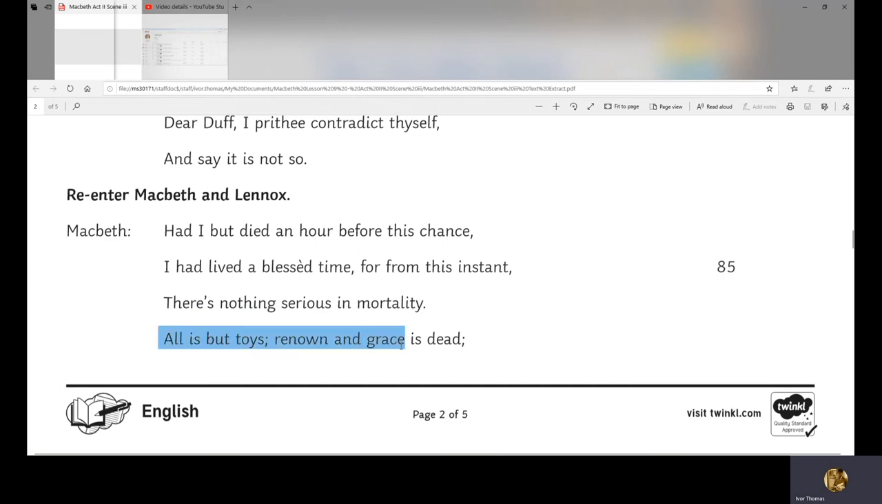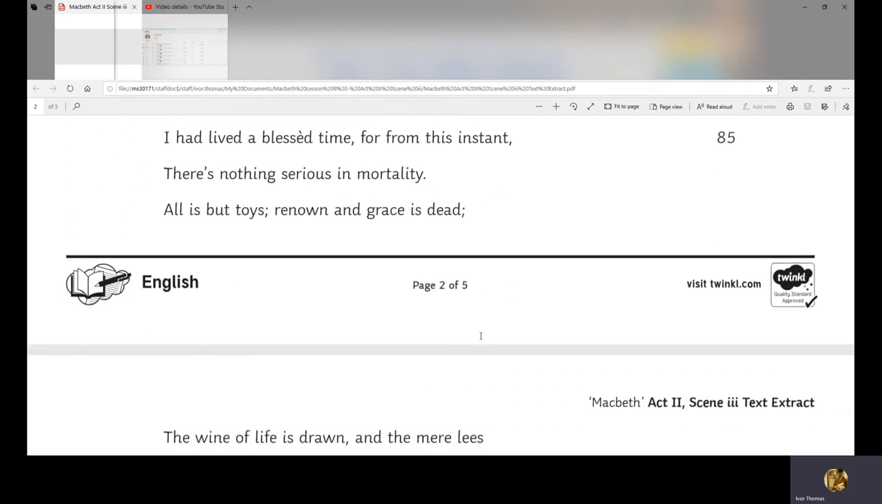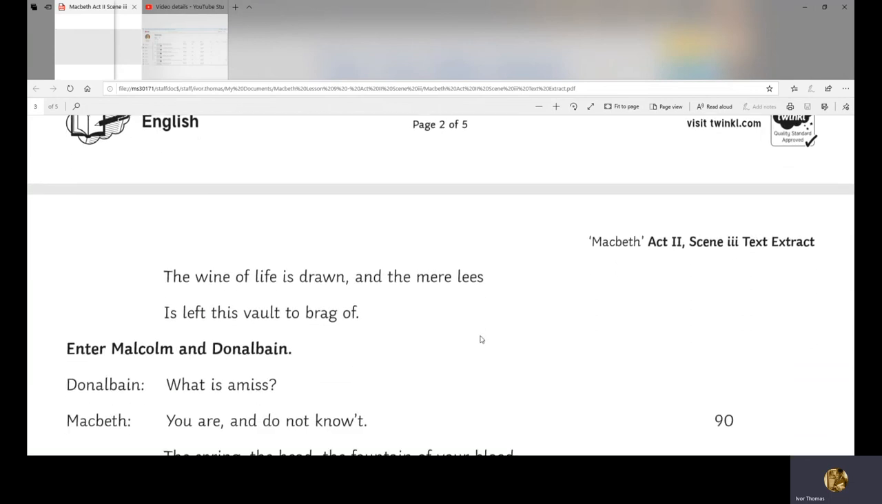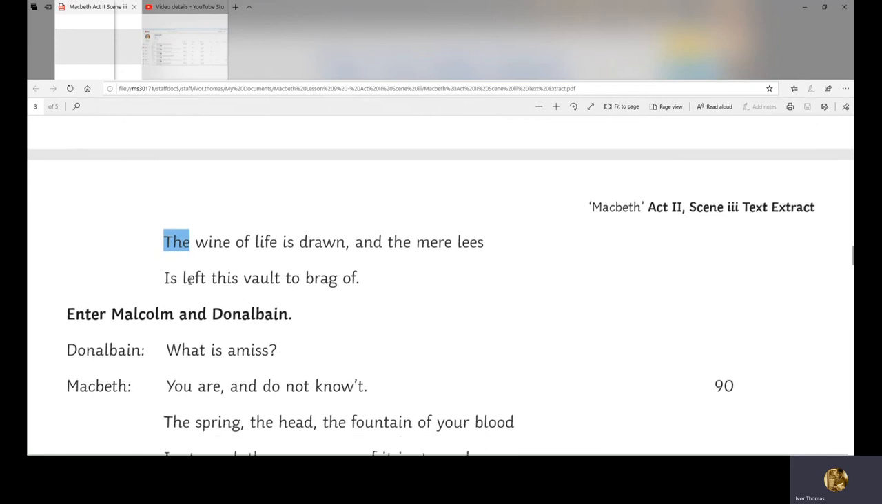There's nothing serious in mortality. All is but toys. Renown and grace is dead. This is true, and it shows how Macbeth respects King Duncan as a man of renown, well-respected, and somebody who's graceful. So Macbeth is carrying some of that guilt. The wine of life is drawn, and the mere lees is left without. The lees is left after the wine has been poured away. Do you remember what lees means? Yes, it's the deposits of yeast, the valueless substance after the valuable wine has been poured away.